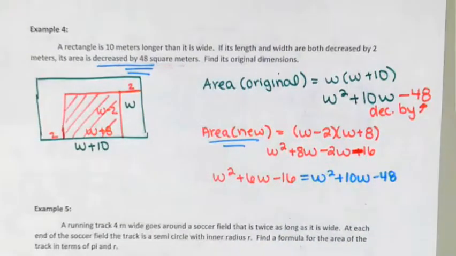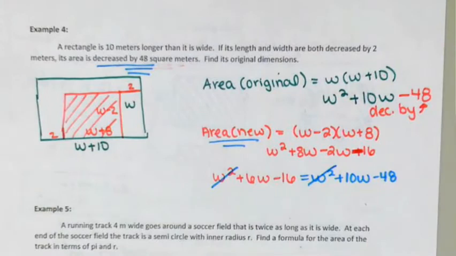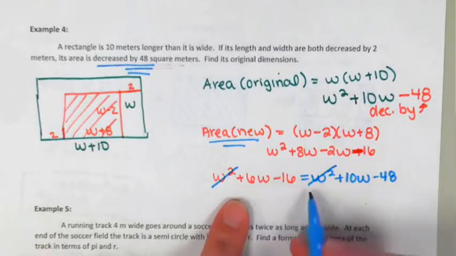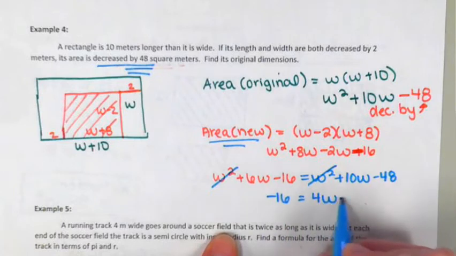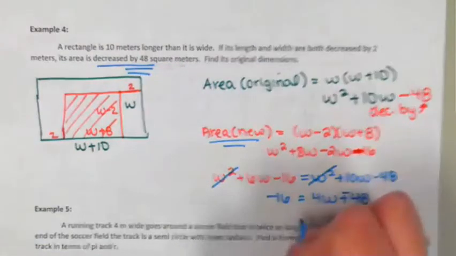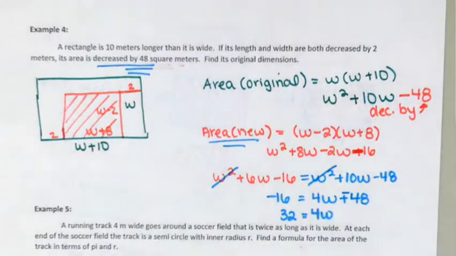Okay. Now what happens to those W squareds again? They cancel out. Okay. Now, do you want to move the 6W or the 10W? The 6W. So how would I move the 6W? Subtract it. So I get negative 16 equals 4W minus 48. I don't know why I have plus 48. Minus 48. And then how do I move the 48? Add it. So 4W equals 32, negative 16 plus 48. And then divide by 4.